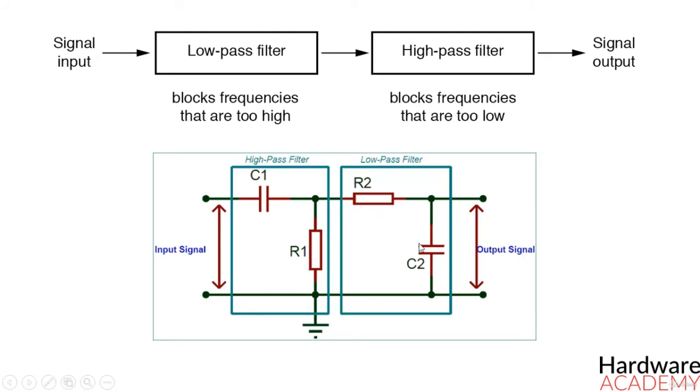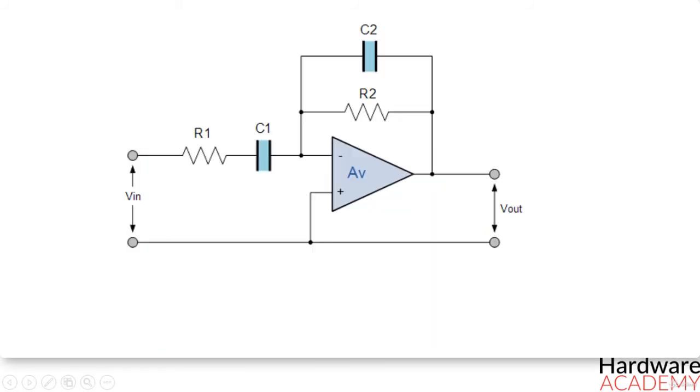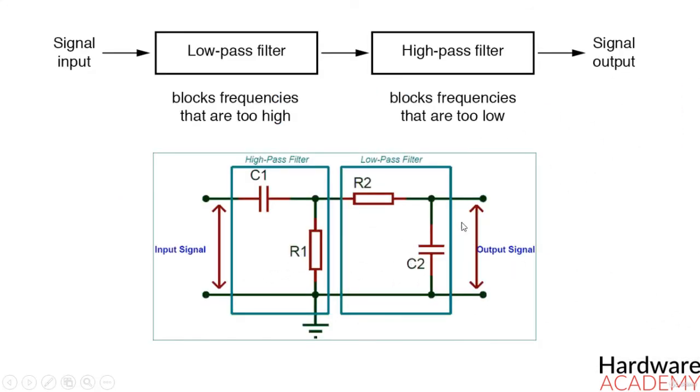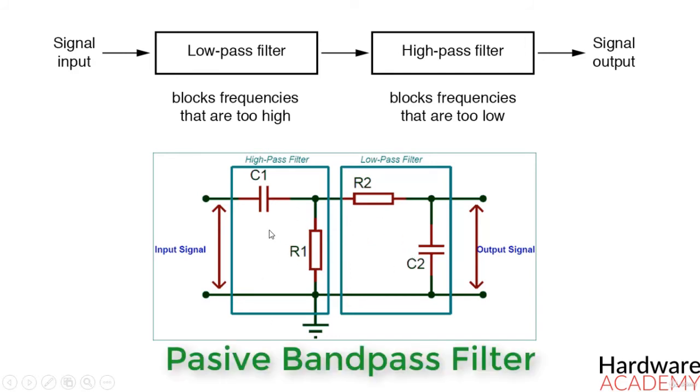There are two types of bandpass filters. If the circuit involves some kind of external source of power, like transistors, operational amplifiers, etc., then the circuit is called an active bandpass filter. And if the circuit does not involve any active components and consists only of passive components like resistor, capacitor, and inductor, then the circuit is called a passive bandpass filter.